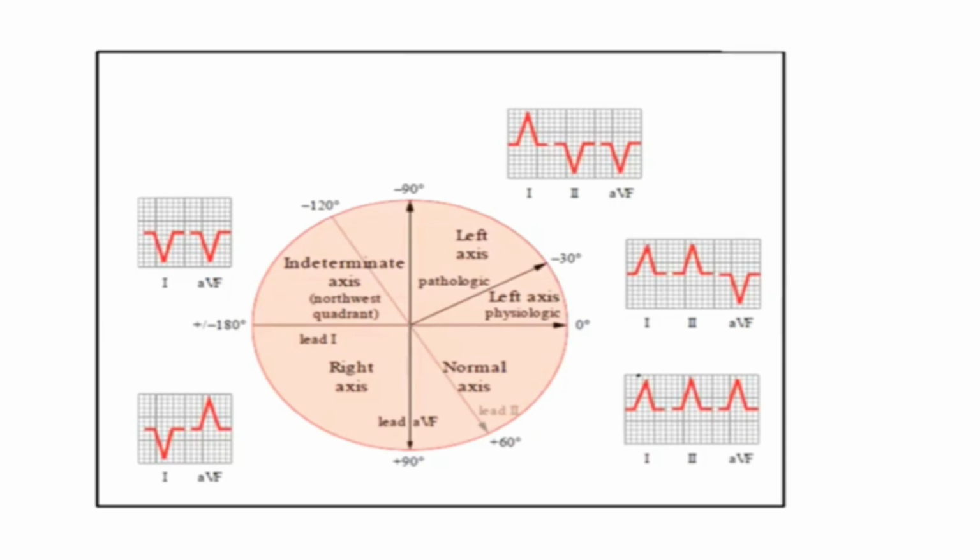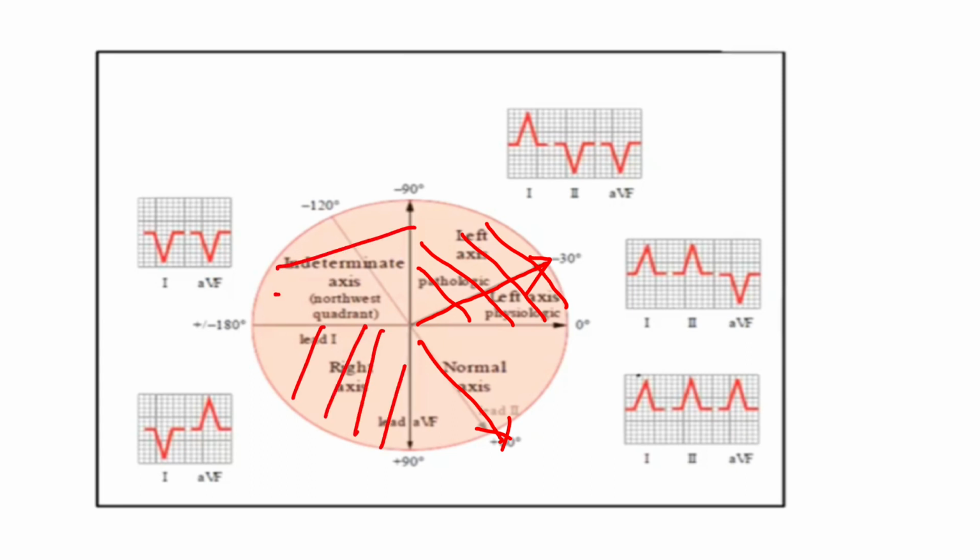Here in this diagram, what we see is this is the normal axis and this is the left axis. This whole area is covered by the left axis deviation, and this area is right axis deviation, and this is extreme axis deviation.